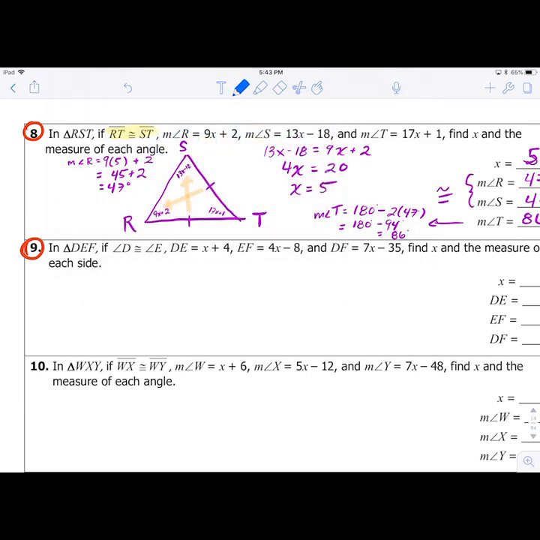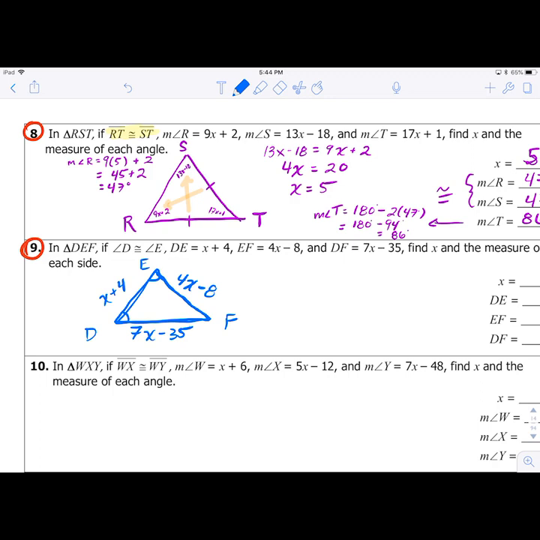In triangle DEF, I know that angle D is going to be congruent to angle E. So D and E, they're both going to have that one little mark in there to show they're congruent. We know DE is equal to this expression, x plus 4. EF is equal to 4x minus 8. And DF is equal to 7x minus 35. Find x and the measure of each side.